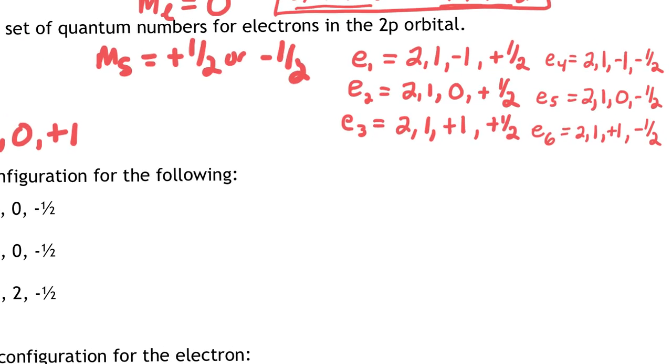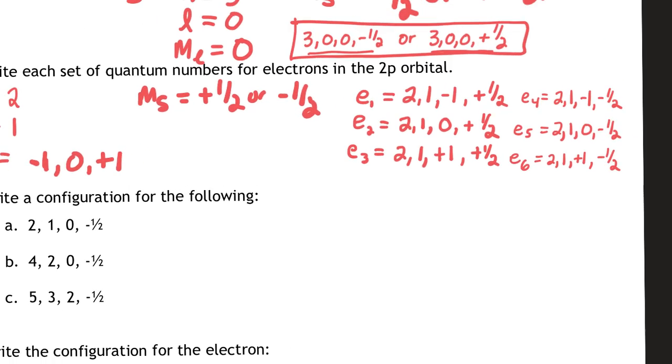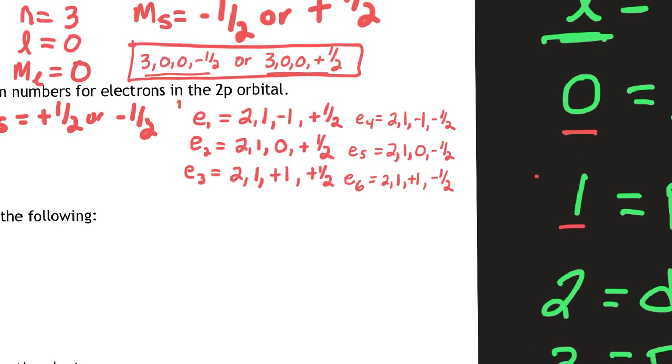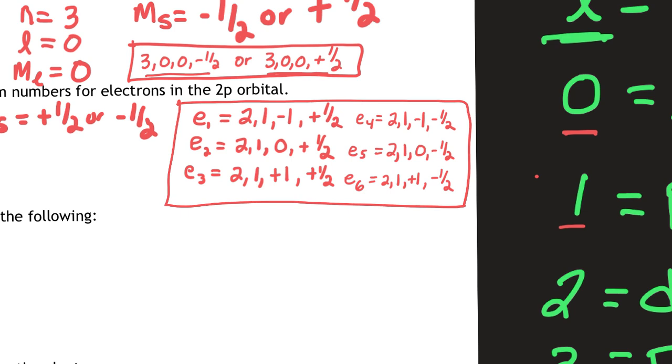Another way to do this would be you could draw out your p orbitals, and I'll show you that in just a minute. So there's our quantum numbers for every electron that's in the 2p orbital. Let's take a look at the differences. So when I'm comparing this, in this group, these are what are different. In the next group, these are what are different. So each one of these electrons has a different address.